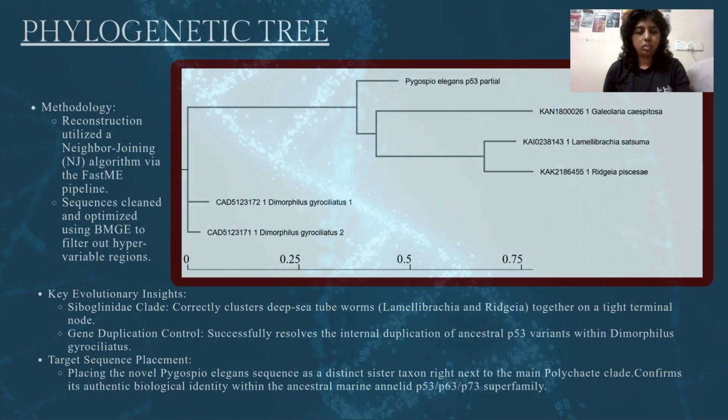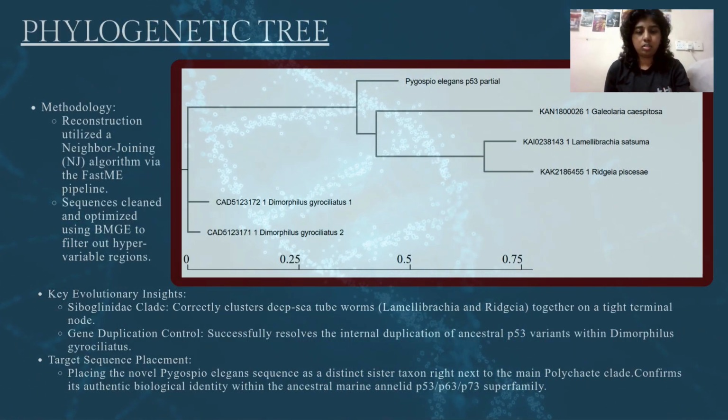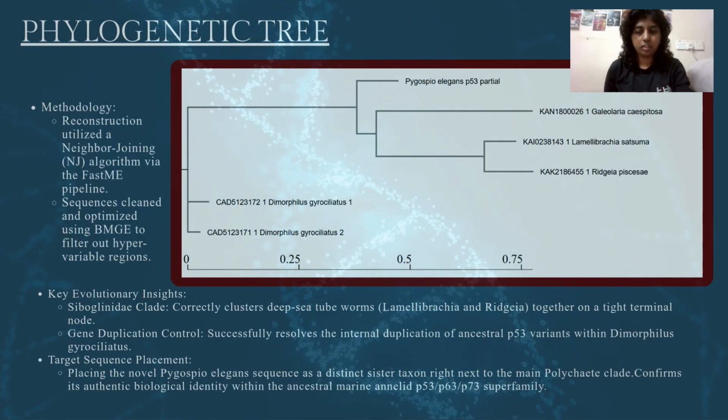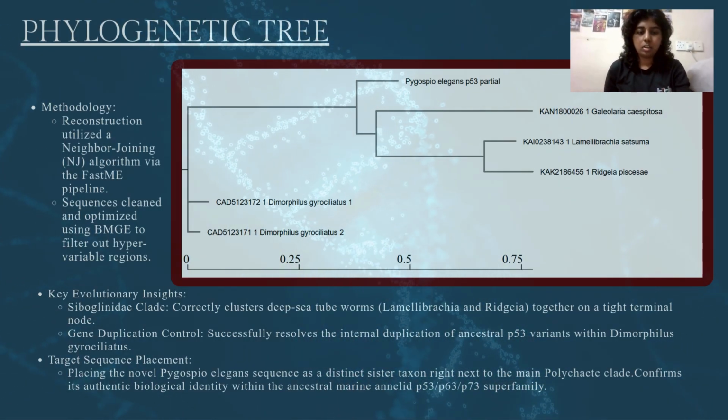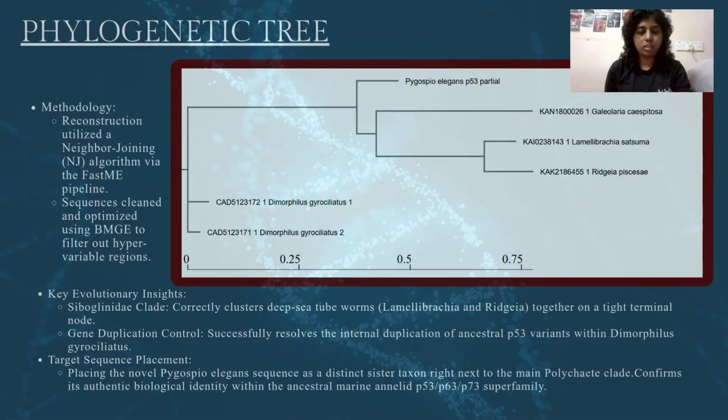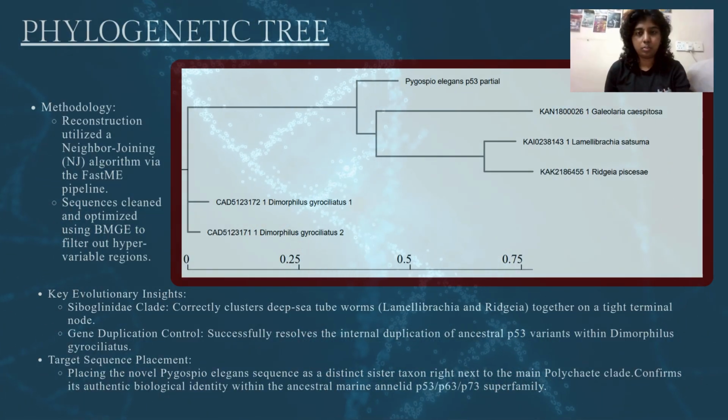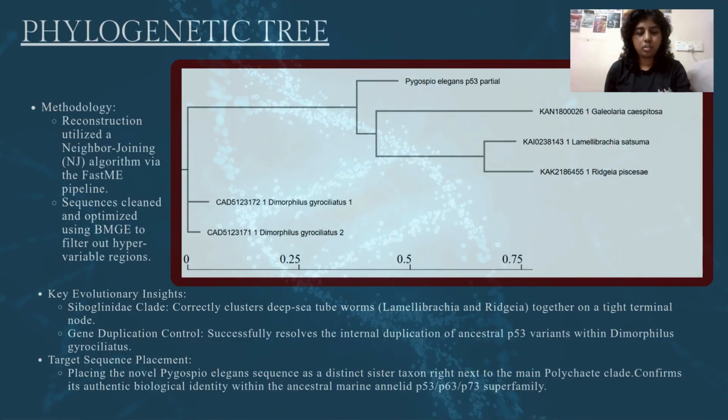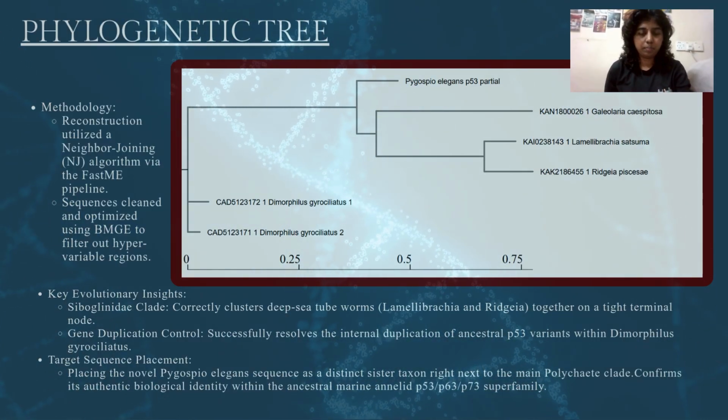So, to conclude, the distance-based tree securely validates the biological identity of our novel sequence, confirming its authentic placement within the ancestral P53 tumor suppressor superfamily networks of marine annelids.